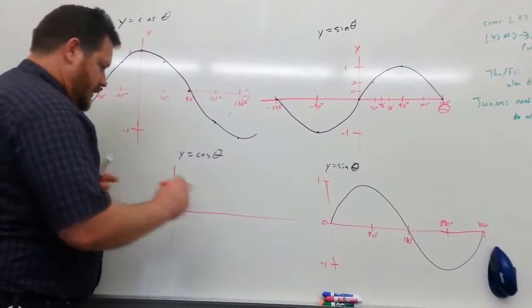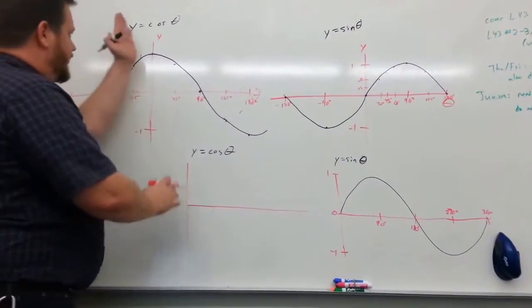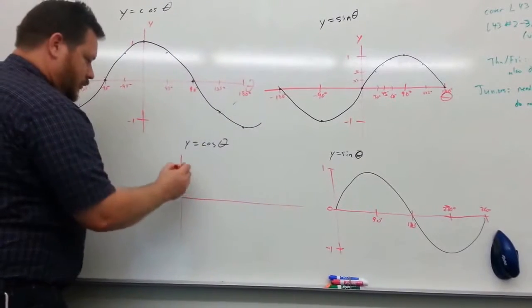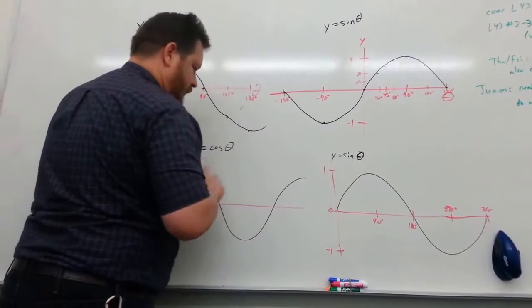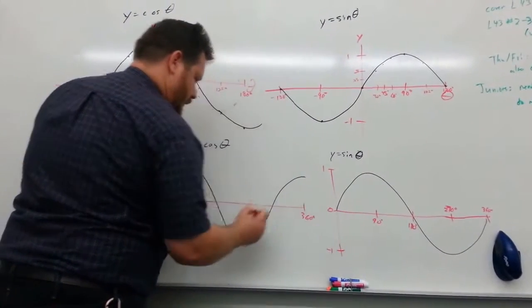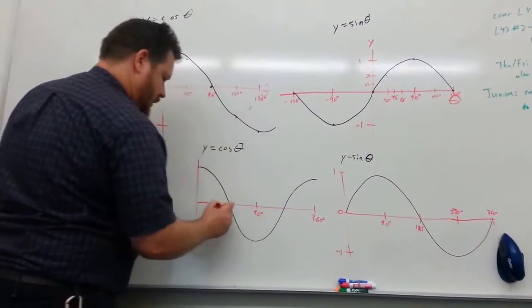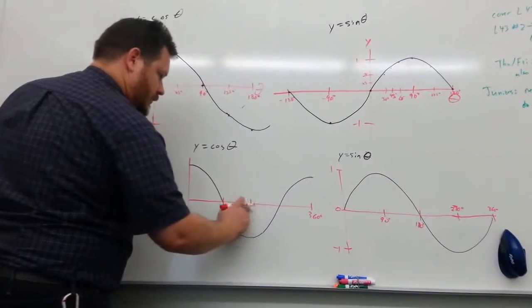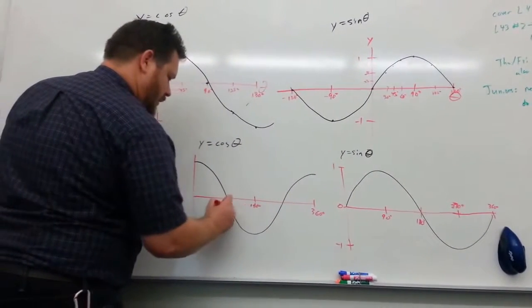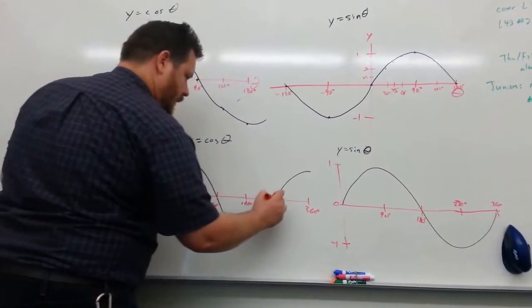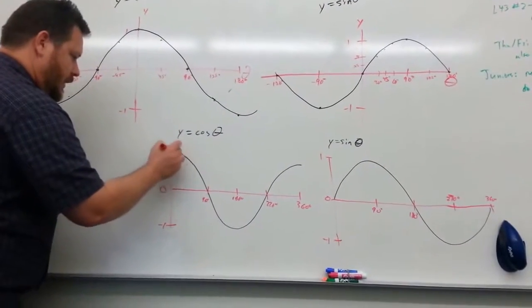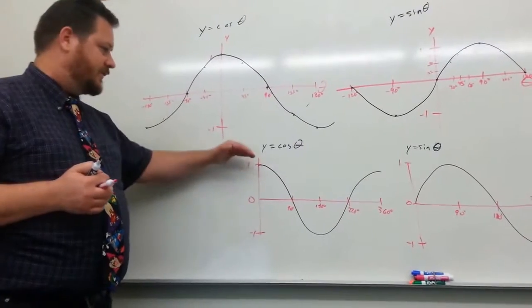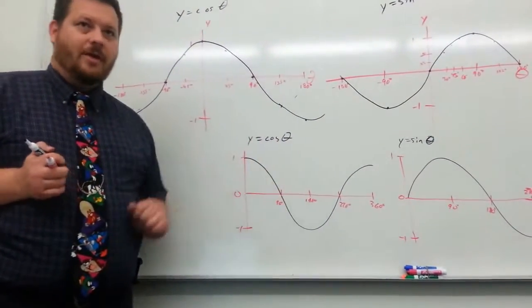Same thing with cosine. Cosine, if I start at 0 degrees going to the right, starts at positive 1. It goes like this. This is 180, this is 90, this one's 270. And we have negative 1, 0, and 1. Cosine has the same shape, except it starts at the top and then goes down.